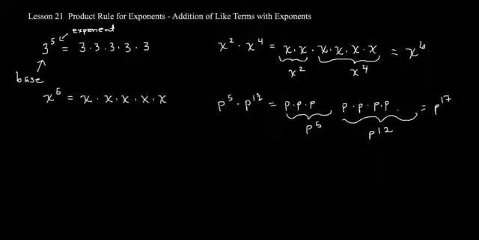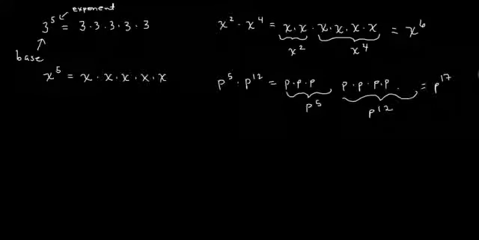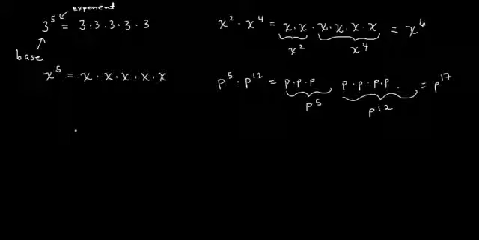Now, can you see the little pattern here? What if we had p to the 199th power and p to the 3000th power? We wouldn't want to write them all out, so there's a rule to help us know what to do with exponents. And this is the rule. It's called the product rule for exponents. And it says, if m and n are real numbers and x is not equal to 0, then x to the m power times x to the n power equals x to the m plus n power.